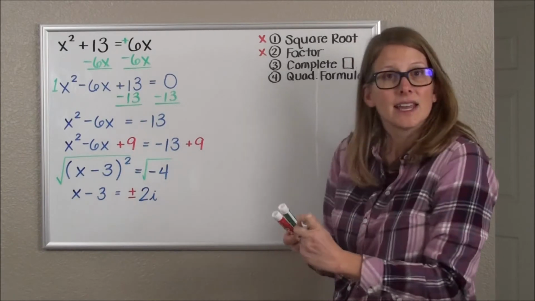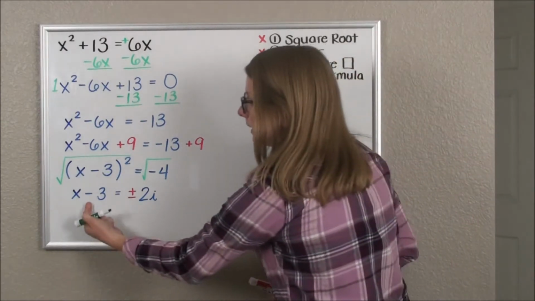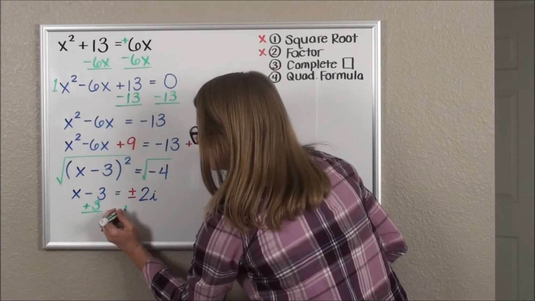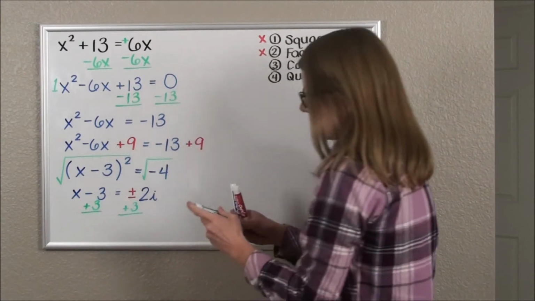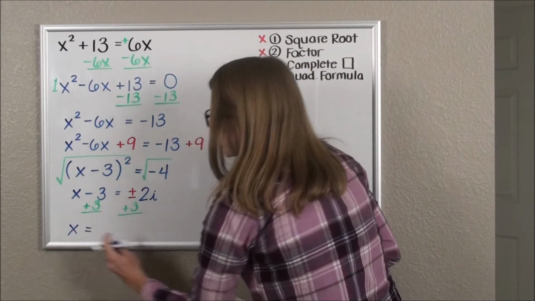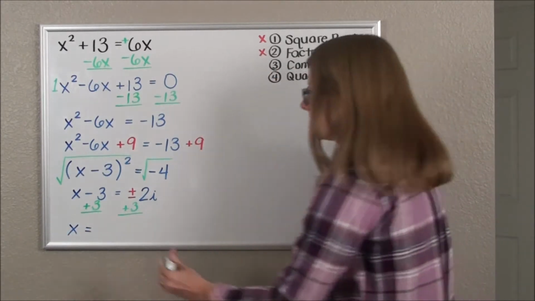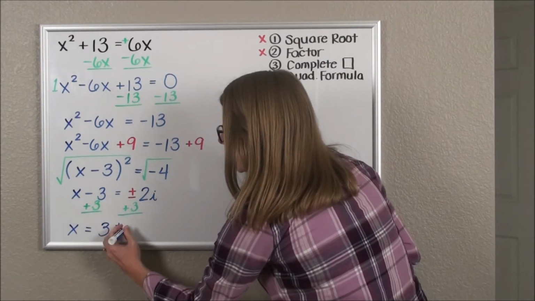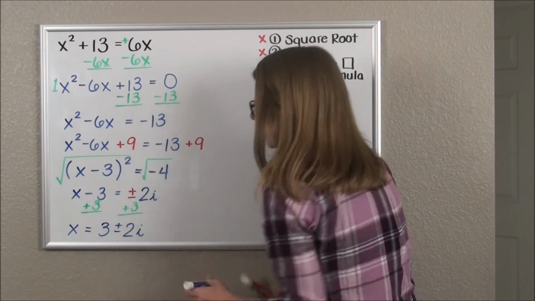Now to isolate the x, the only thing left to do is to relocate this 3. Since it's being subtracted currently, I will add to relocate it. Now x will be isolated on the left. On the right side, remember to put your relocated number first, so that's the +3. We'll put our plus or minus last, so here plus or minus 2i.